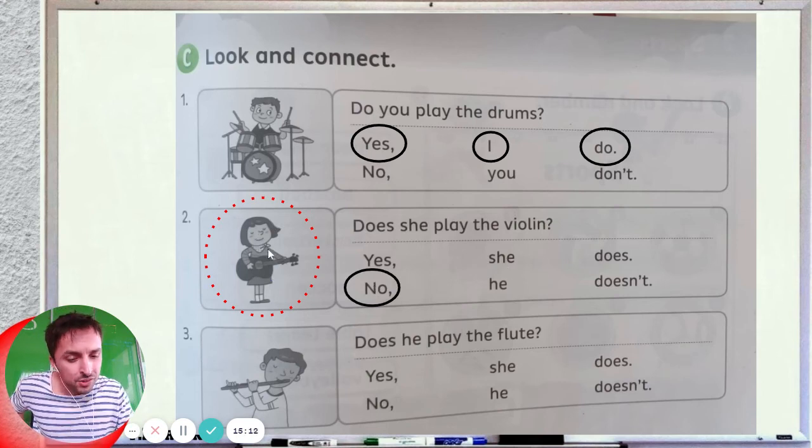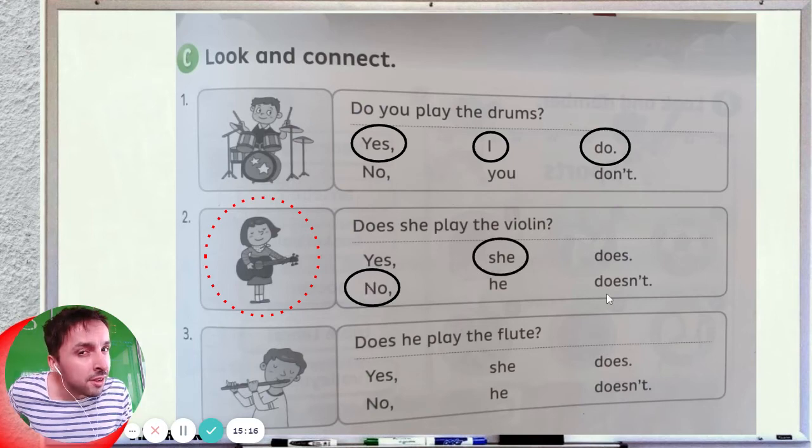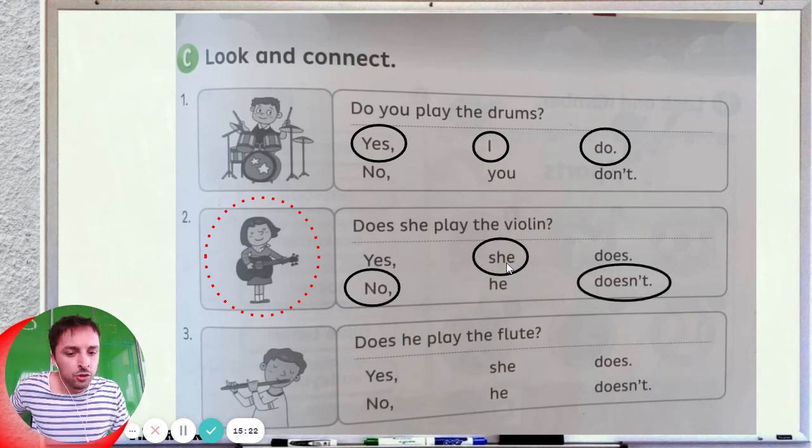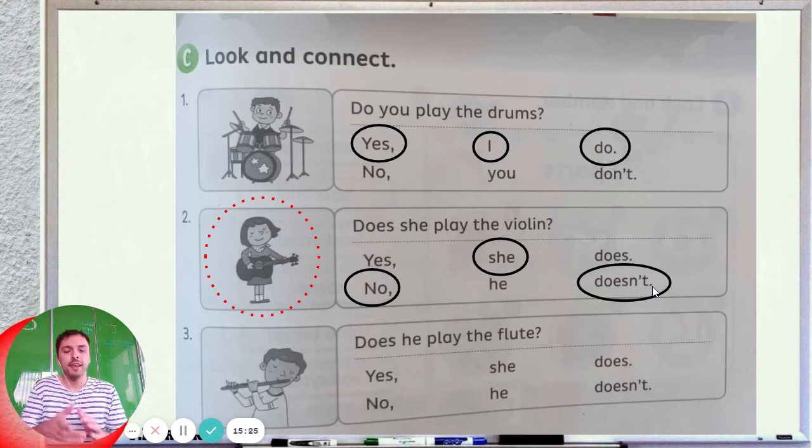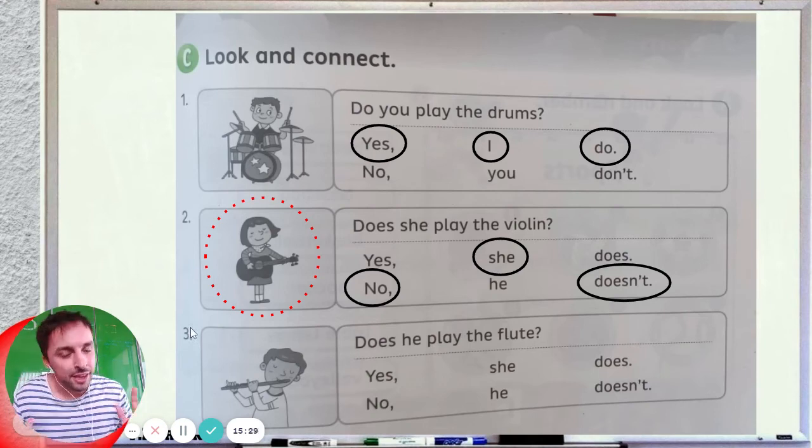Well, it's a girl, so we say no she. No she what? No she does or no she doesn't? Well, we know if it's no, we have to put a not at the end. So it's no, she doesn't. Okay, and can you do number 3 by yourself? Okay, I'm not going to help you with number 3.